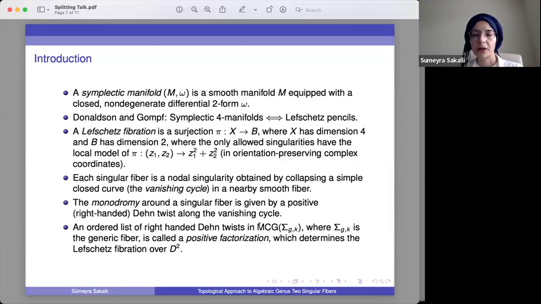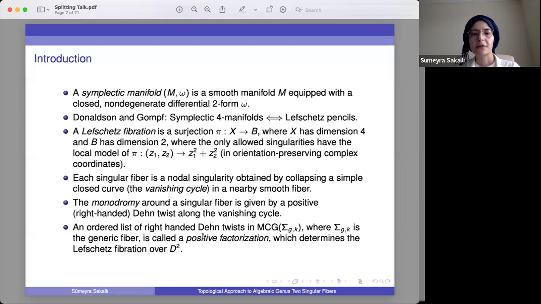And in here, I'm talking about mapping class groups. In the morning, Roberta mentioned mapping class groups in terms of homeomorphisms, but here we are considering them in terms of diffeomorphisms. So this is the group of isotopy classes of orientation preserving self-diffeomorphisms of the smooth fiber. And in our case, these are our generic or smooth fibers. These are genus g surfaces with k boundary components. And mapping class groups are one of the main tools when we study Lefschetz fibrations.